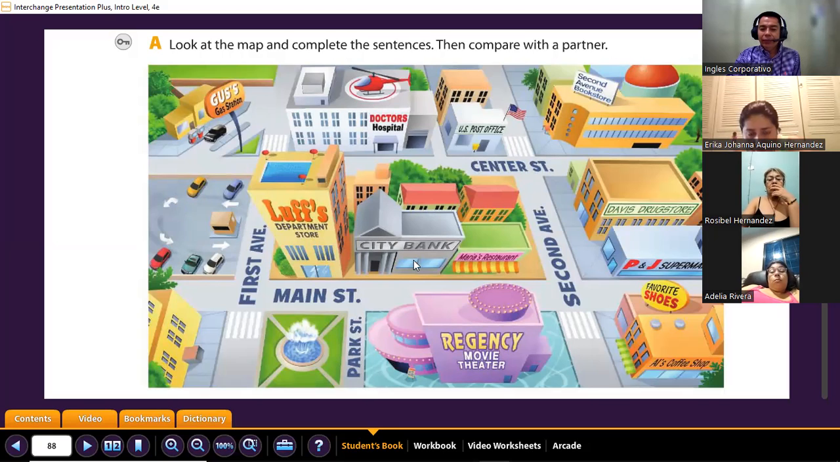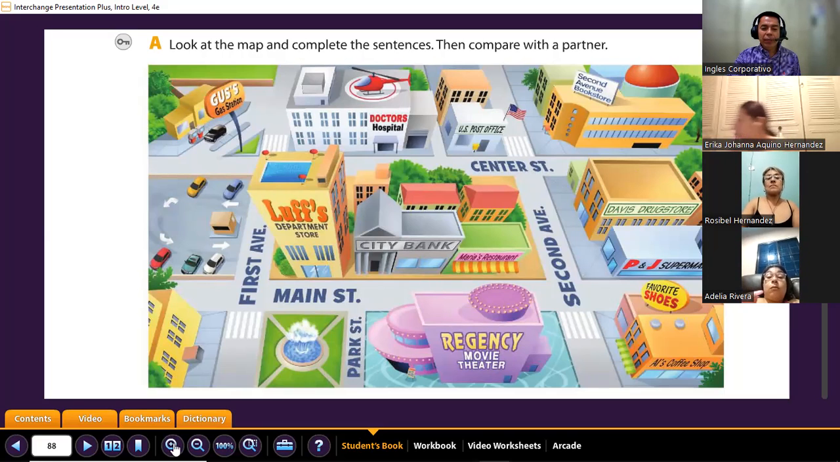The City Bank, right? This is a restaurant, Maria's restaurant. A Davies drugstore, a pharmacy, you know, pharmacy. A supermarket, the name of the supermarket is P&G. Then we have Favorite Shoes, Al's coffee shop, right? The movie theater, Regency is the name. The park, there's the park, right? And then the names of the streets: Park Street, Second Avenue, Main Street, First Avenue, Center Street. Understand, class, the places?